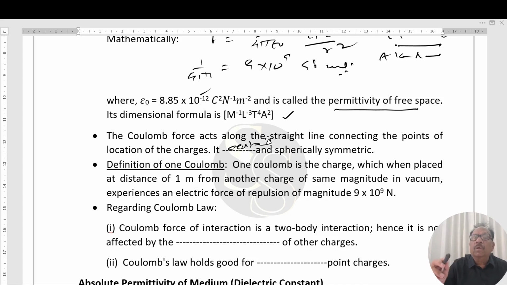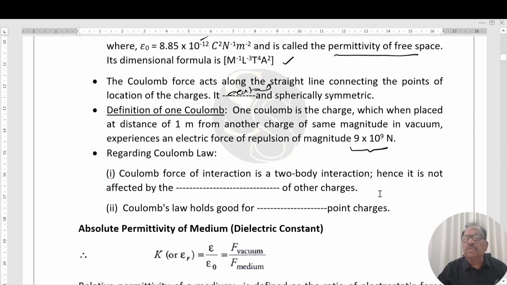What has to be done for 1 Coulomb? 1 Coulomb is a charge which, when placed at a distance of 1 meter from another charge of the same magnitude in vacuum, experiences an electric force of repulsion of magnitude 9 times 10 to the power 9. 1 Coulomb of charge is defined like this.